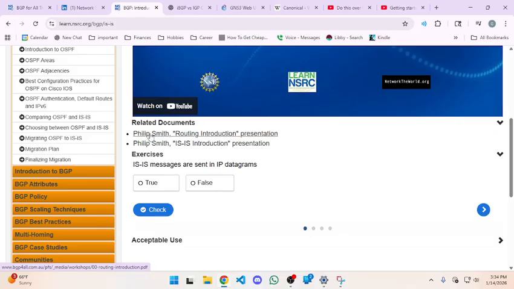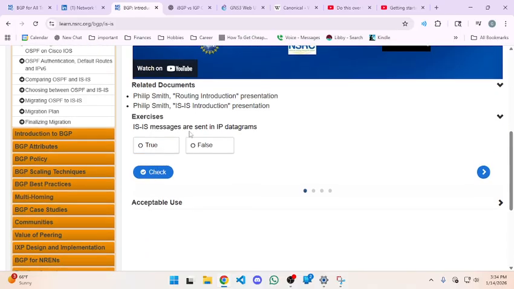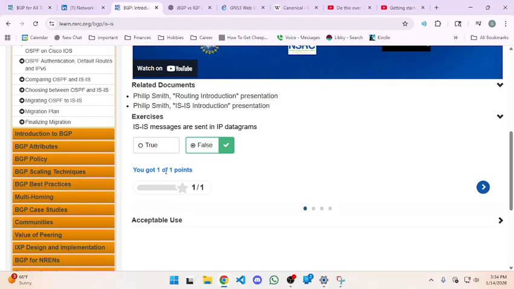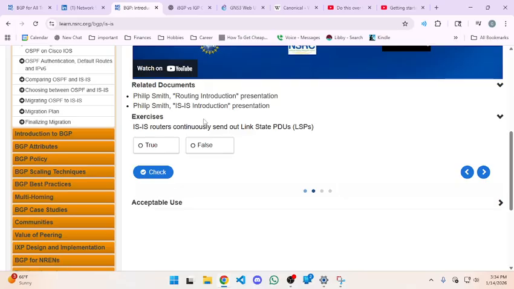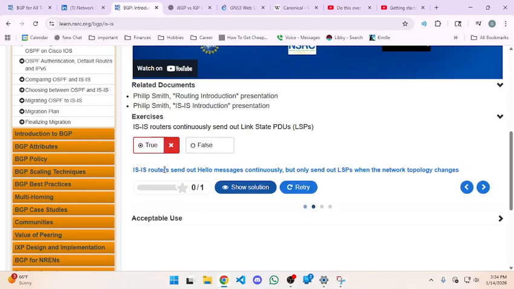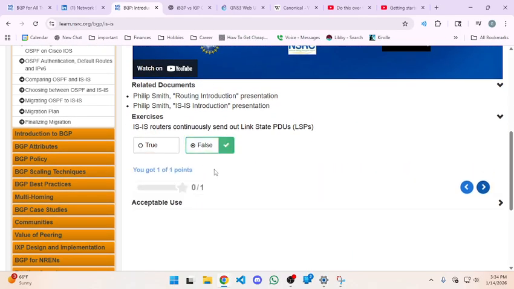Okay, cool. So ISIS messages are sent in IP datagrams. False. They're sent in ISO datagrams. ISIS routers continuously send out link state BPDUs. Yeah, they do. Oh no, they don't. ISIS routers send out hello messages frequently, but only send out LSPs when the network topology changes. Okay, so this is a good candidate. If I get more of these wrong, I will watch the video.